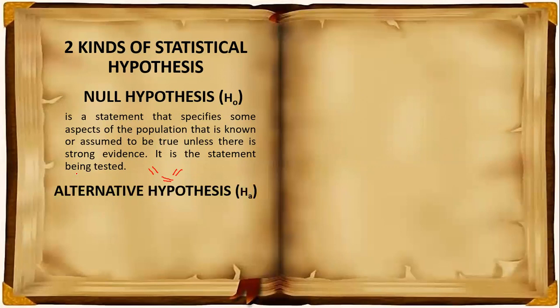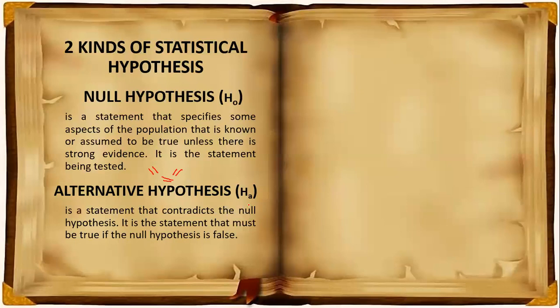Okay? Now, let's proceed to the alternative hypothesis. So, the alternative hypothesis is denoted as H sub A. It is a statement that contradicts the null hypothesis. It's like your friend, class, who contradicts your decisions. So, it is the statement that must be true if the null hypothesis is false.